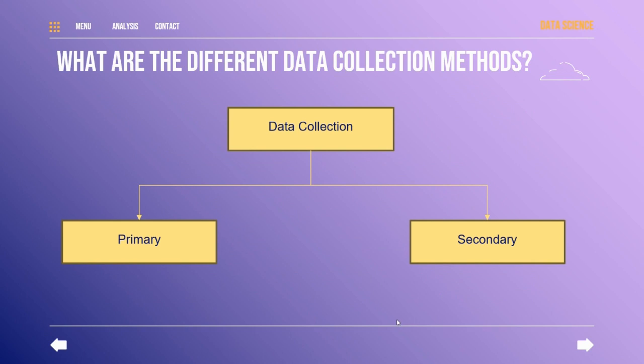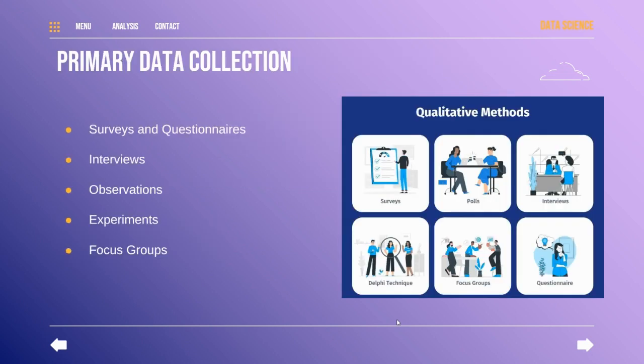The next topic is what are the different data collection methods. Data collection is divided into two types: primary data collection and secondary data collection. What is meant by primary data collection? Primary data collection includes surveys and questionnaires, interviews, observing society on the problem, and experimenting with the problems in different phases. And next are the focus groups. The focus groups discuss the topic among themselves so that they can get the data they need.